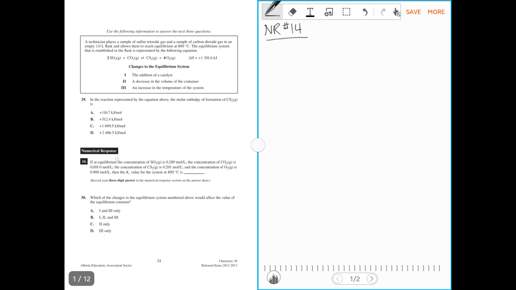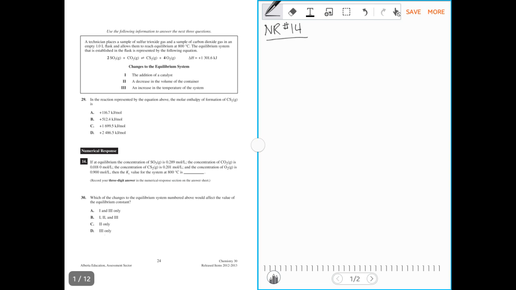Numerical response number 14 says, if at equilibrium the concentration of sulfur trioxide is 0.289 moles per liter, the concentration of carbon dioxide is 0.018, the concentration of carbon disulfide is 0.201, and the concentration of oxygen is 0.9, what is the Kc value?